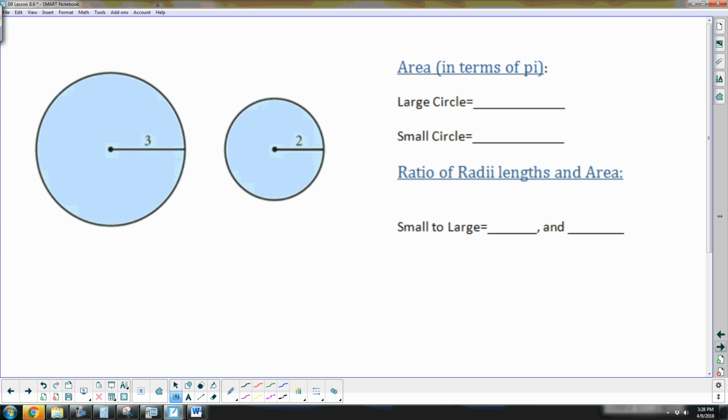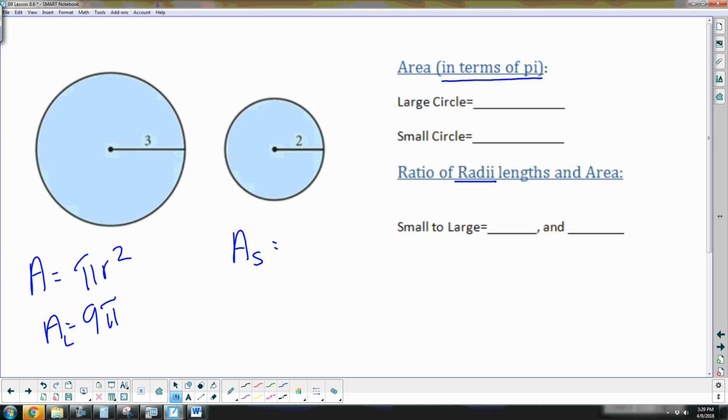Now lastly, let's look at circles. With circles, we don't have a side length. So instead we have radii, or the radius, plural. So the radius of a circle compared to the radius of the other circle. So let's first look at the area, and we're going to do this in terms of pi here. So we're going to leave pi in our answer. So area is pi r squared. So here our area is pi times 3 times 3, which is 9 pi. So that's the area of our large circle.